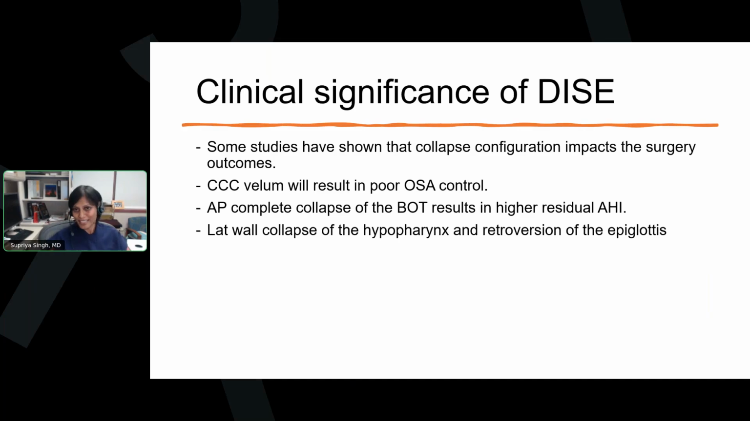Many a times when we send these patients for a UPPP, they come back. Once the swelling has decreased, we repeat a sleep study, and oftentimes the apnea-hypopnea index continues to be quite high. There are certain scenarios that we see on a DISE which tell us that chances are the surgery will not be very successful. Those cases are where the soft palate has a complete circumferential collapse, or the base of the tongue has a complete anterior posterior collapse, or the lateral walls come together and squish the epiglottis.